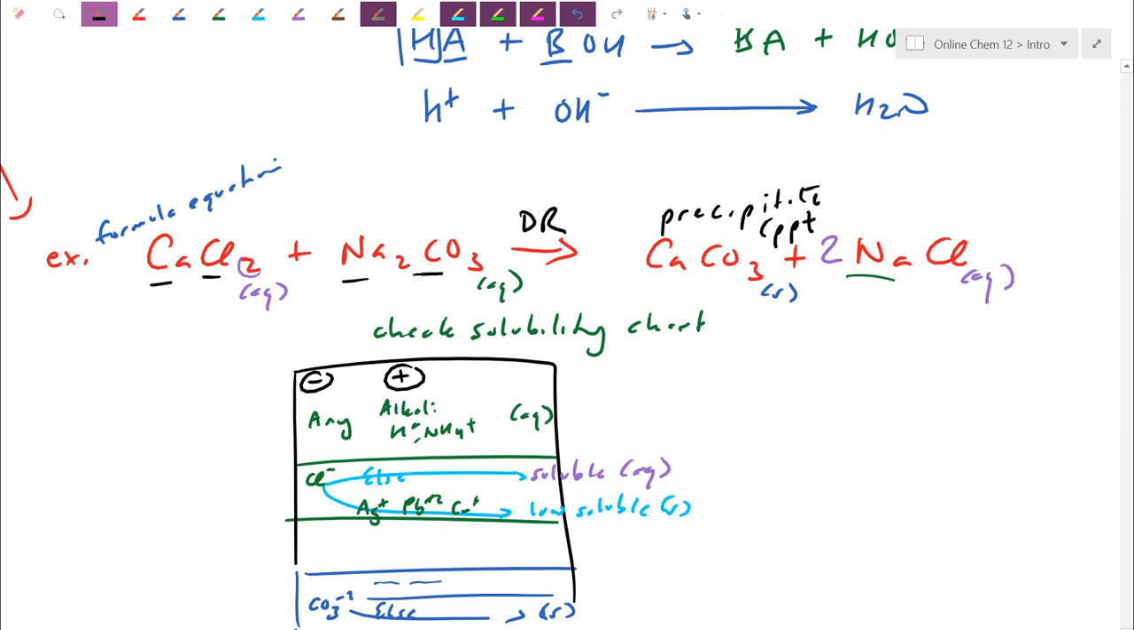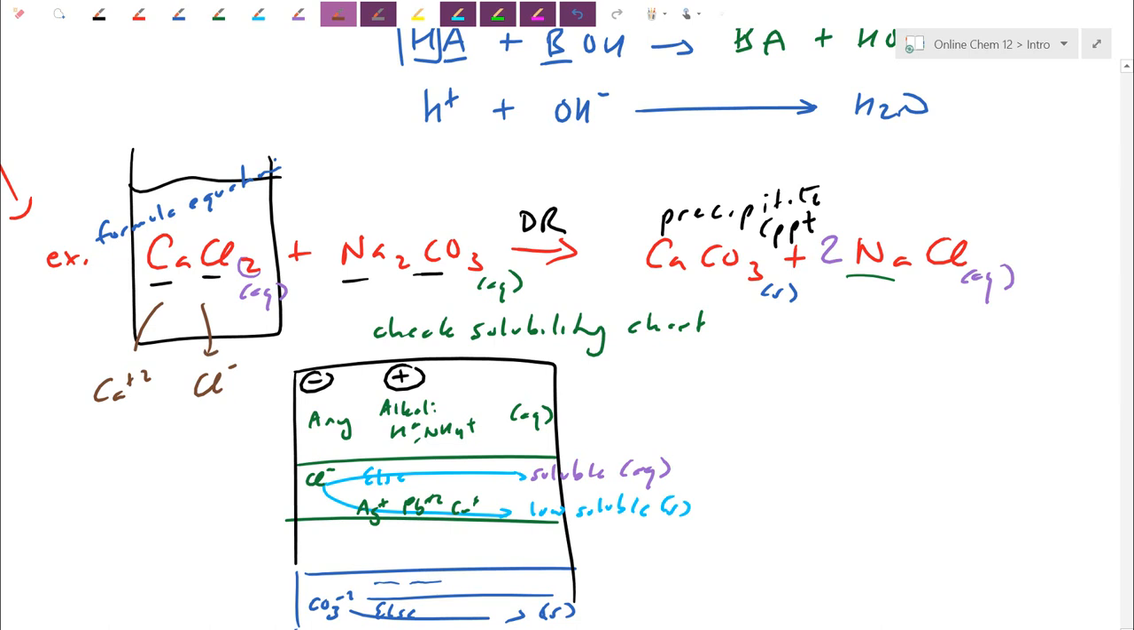So in fact, what's happening here is, even though the bottle is labeled CaCl2 aqueous, the aqueous means it's actually dissolved. This Ca2+ and the Cl minus are totally separate from each other. They're just swimming by themselves in a similar fashion. The Na2CO3, they're not holding hands, they're not bonded together. This actually just means you have Na plus ions and CO3 minus 2 ions.